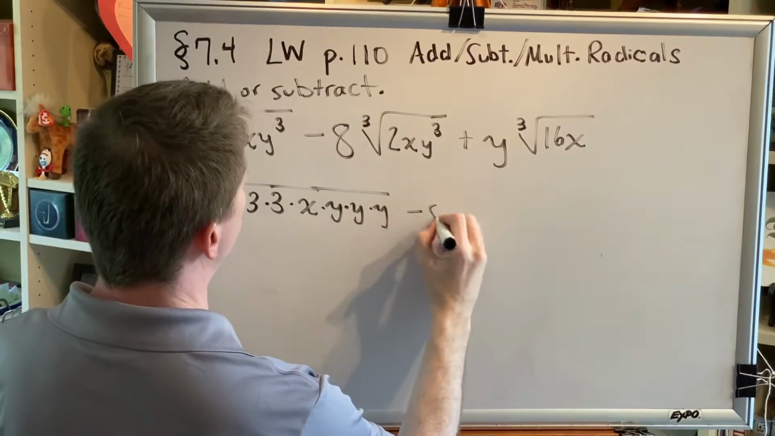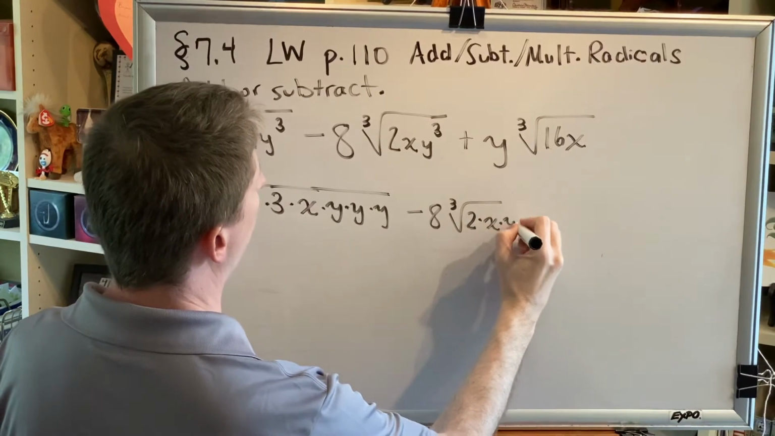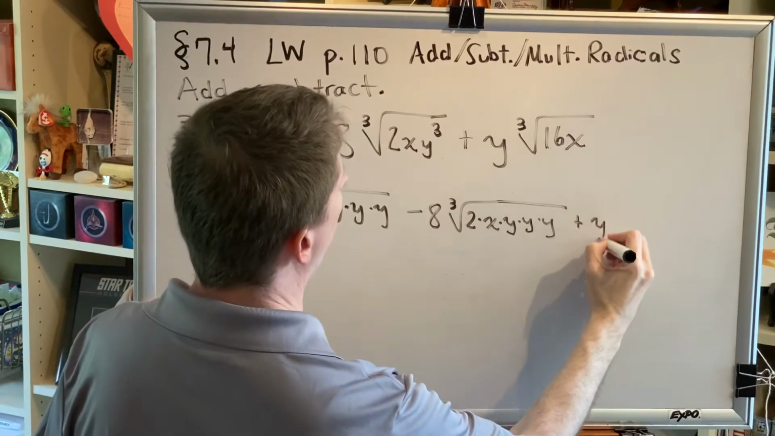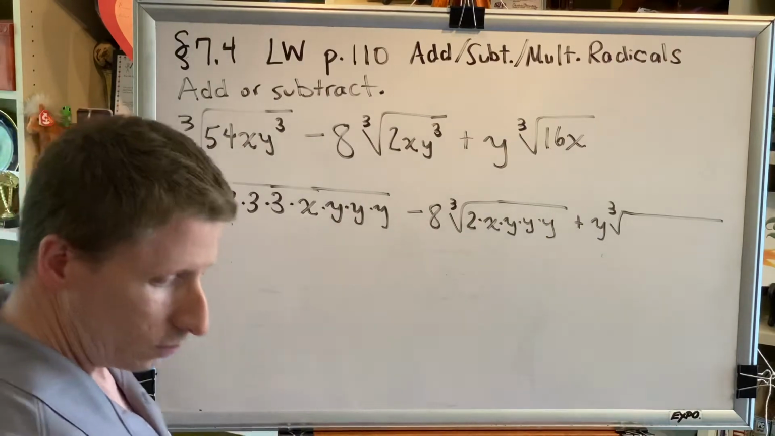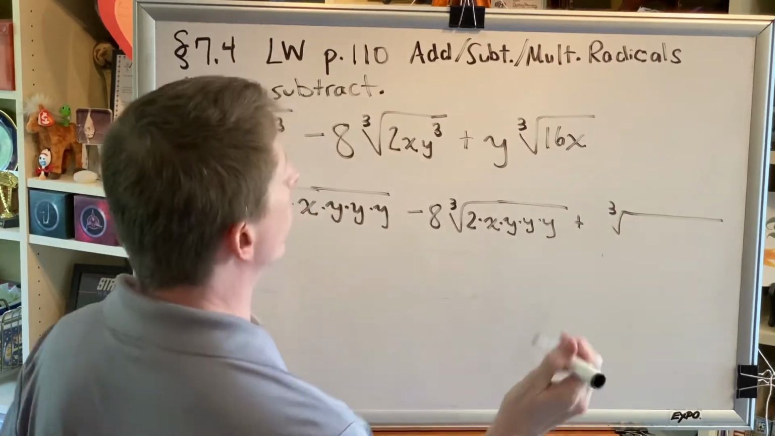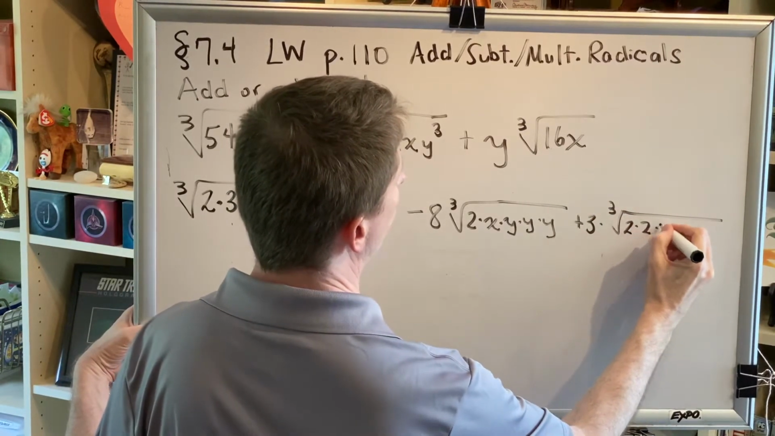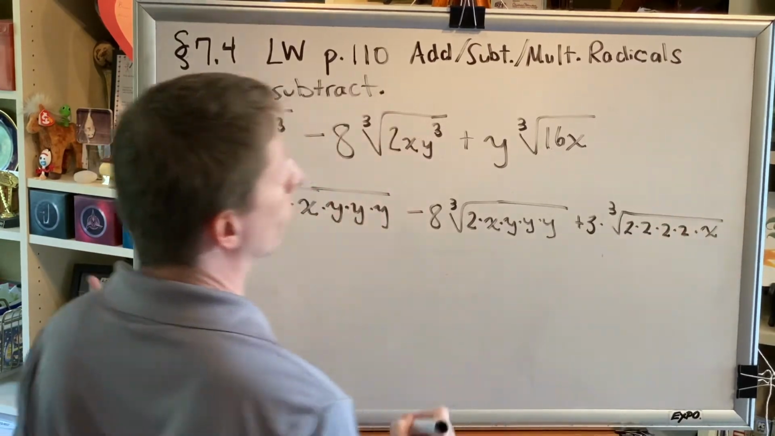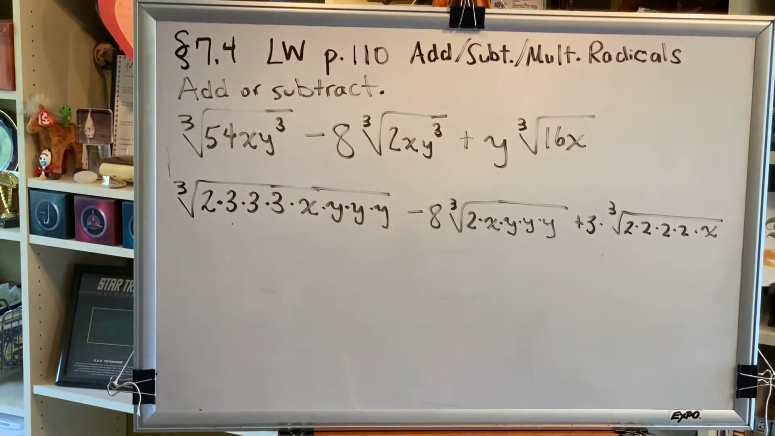Continuing, minus 8 cube root of 2x y y y, plus y cube root of... now 16 is 4 times 4, and each one of those 4s gets written as a 2 times 2. So we have 2 times 2 times 2 times 2, that's 16, times x. These are cube roots, so we don't want groups of 2, we want groups of 3.